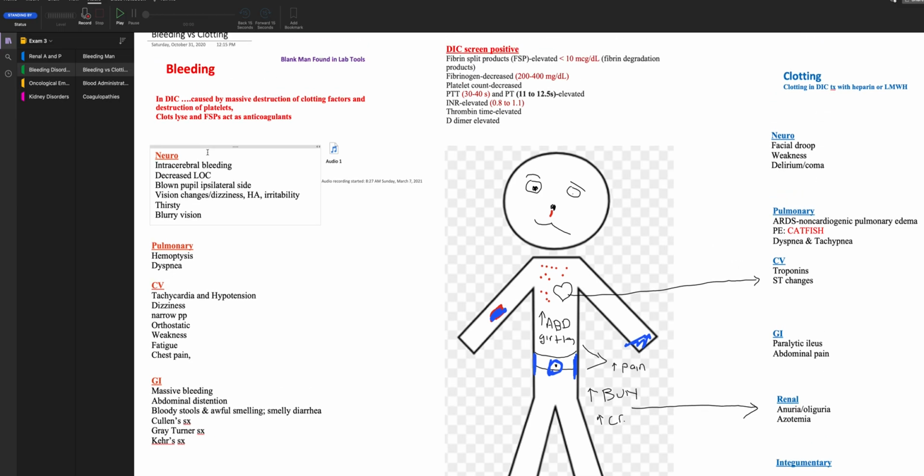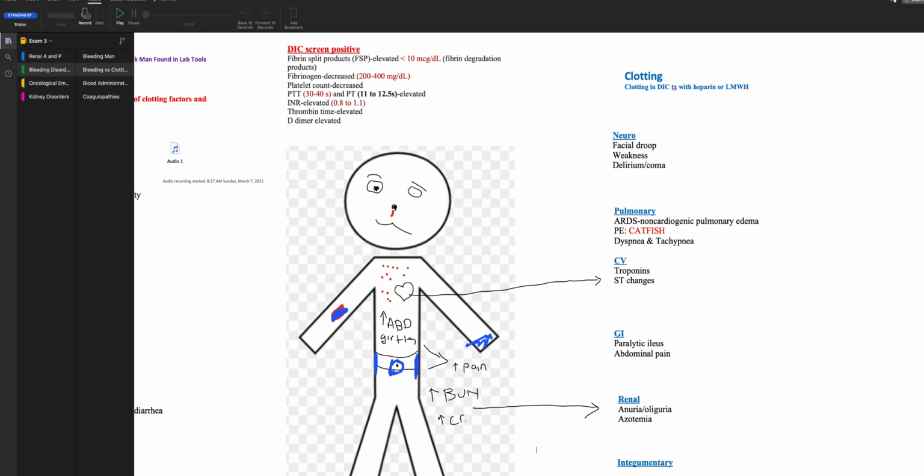So the reason I'm teaching you bleeding and clotting is because in DIC, students are very good at picking out the bleeding, but they are terrible about picking out which symptoms lead to clotting, okay? Because remember, DIC is about bleeding and clotting, bleeding and clotting. We have to stop that cycle. All right, so let's talk about the clotting because we talked about the bleeding.